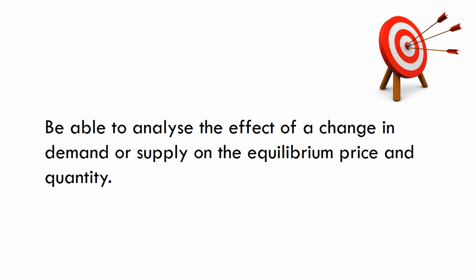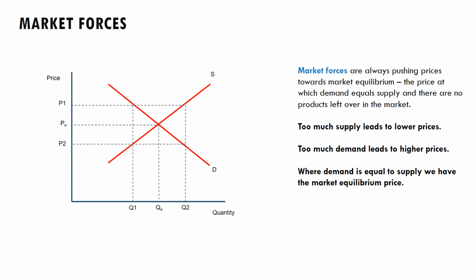So in this video we looked at the effect of changes in demand and supply on the equilibrium price and quantity. To summarize, what we describe here is the market force being at work. Market forces are always pushing prices towards the market equilibrium, the price at which demand equals supply, the market clearing price, and there are no products left over. Too much supply leads to lower prices, too much demand leads to higher prices. And where demand is equal to supply, we have a market price that is in equilibrium. There is no pressure for that price to change.